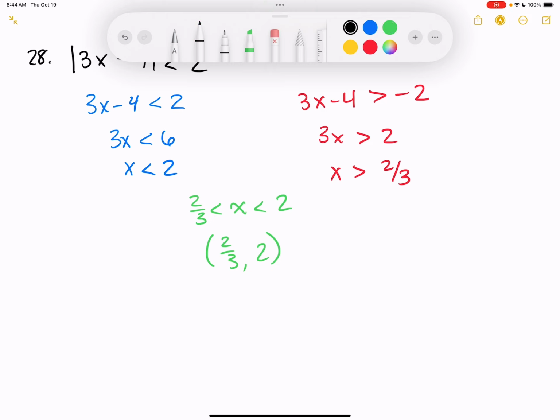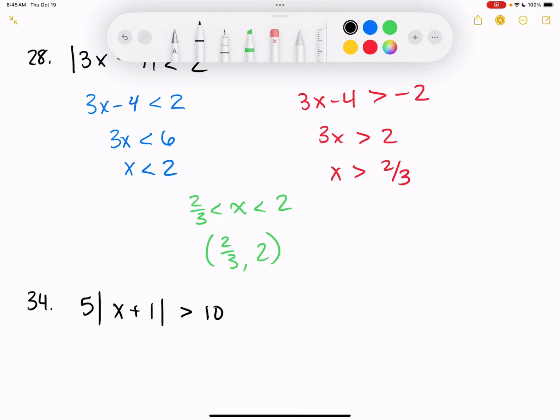Number 34: 5 times the absolute value of x plus 1 is greater than 10. A lot of people, when we get to this point, decide that they're going to write 5 times x plus 1 is greater than 10 and 5 times x plus 1 is less than negative 10. But that's not true. We can't do that.